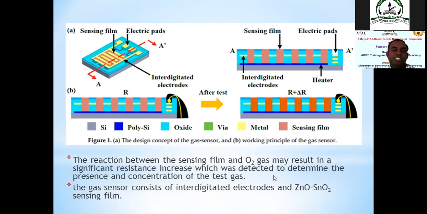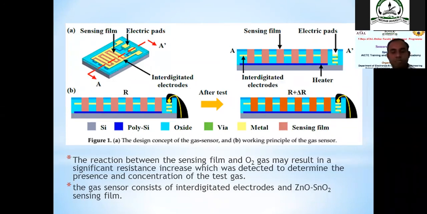So in this type of structure, actually the ZnO2 and SnO2 combination was used for the sensing films. So it's not that only one material is used. We can use a combination of one, two or three materials also. Actually, based on which gas we want to detect, we have to decide whether it should be a combination or a single material.